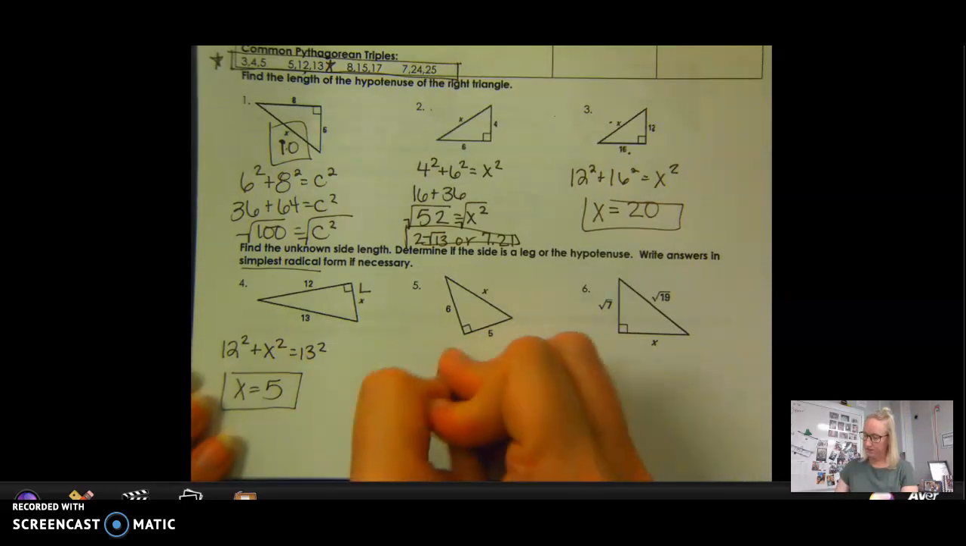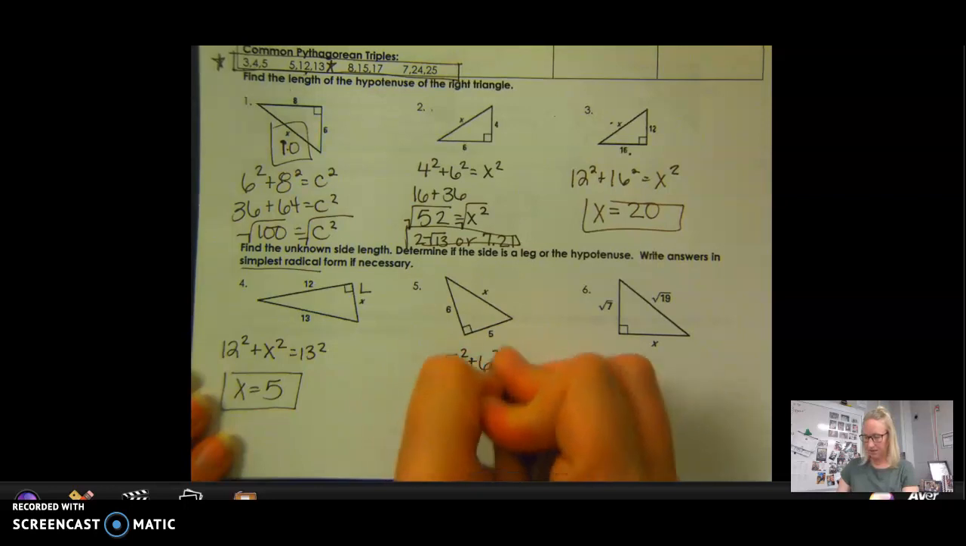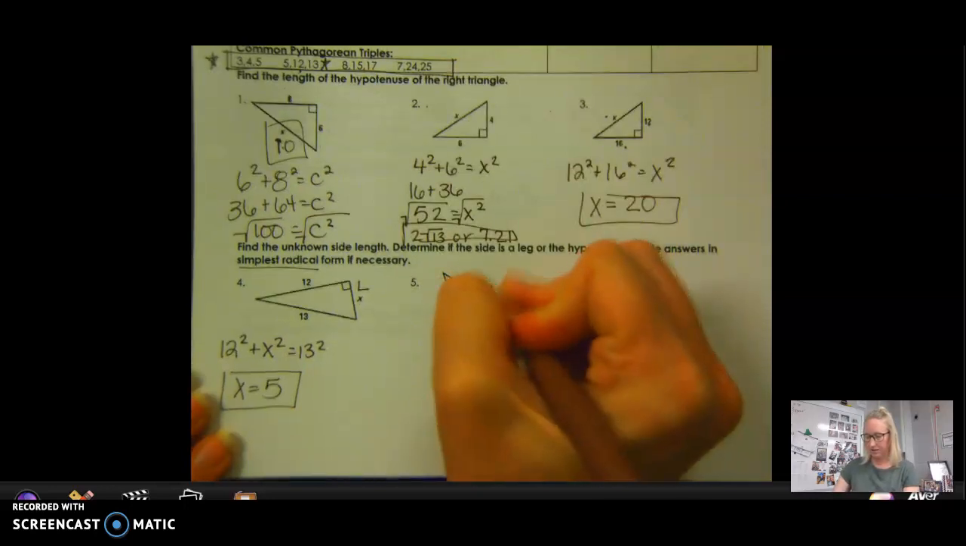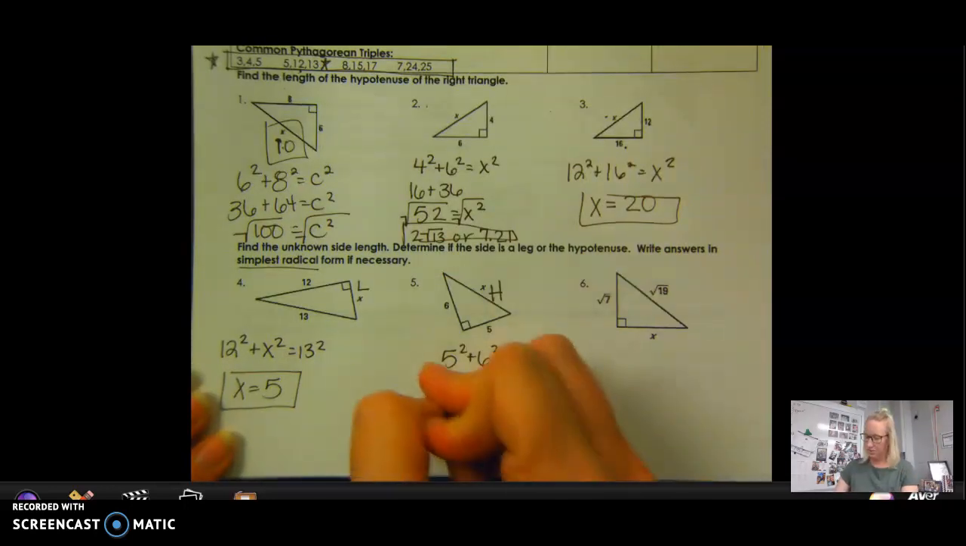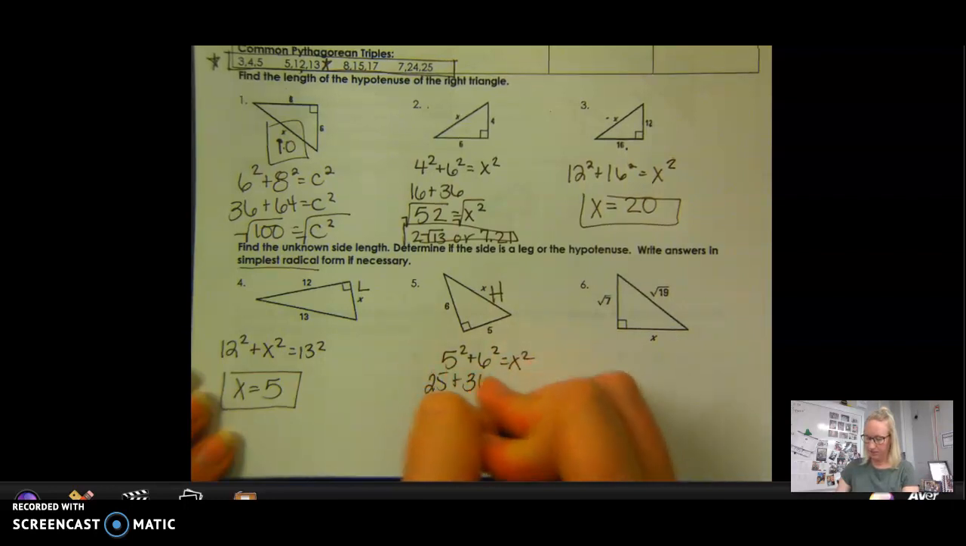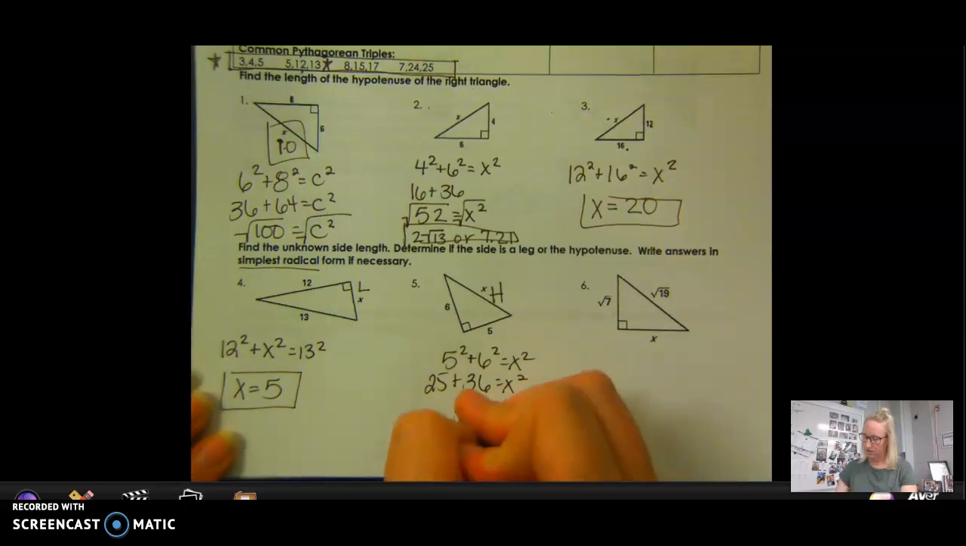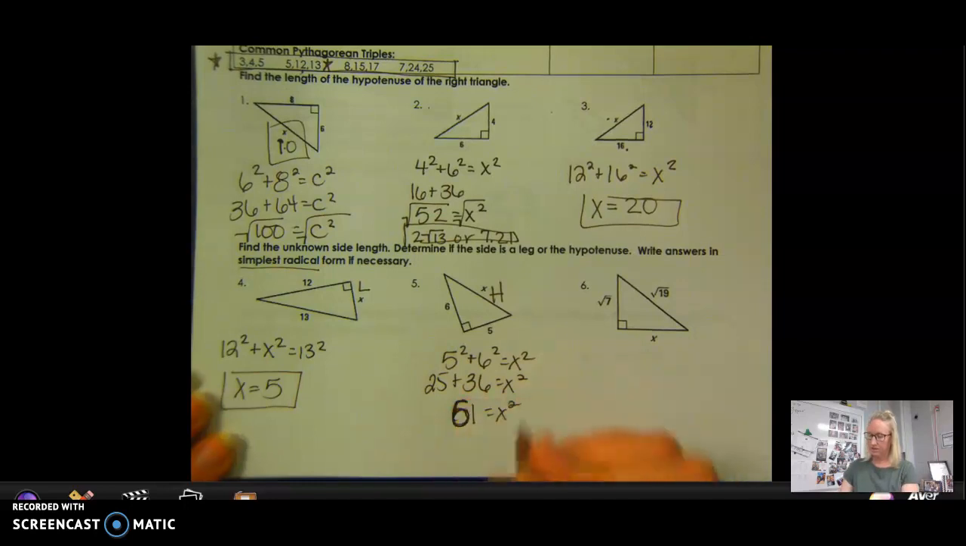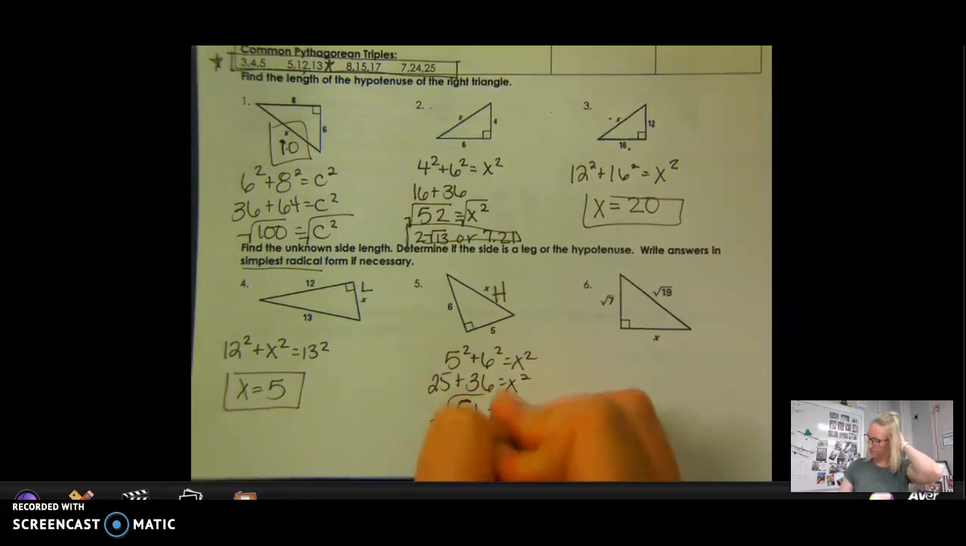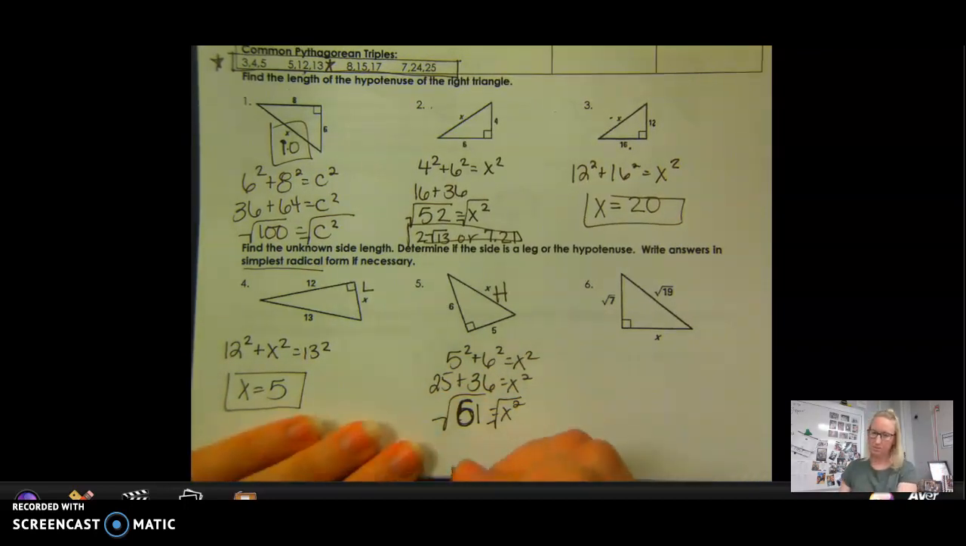This one's 5 squared plus 6 squared equals x squared because this is your hypotenuse, so I'm going to label that. That's 25 plus 36 equals x squared. That is 51. No, sorry, 61 equals x squared. If I take the square root, I think 61 may be prime.